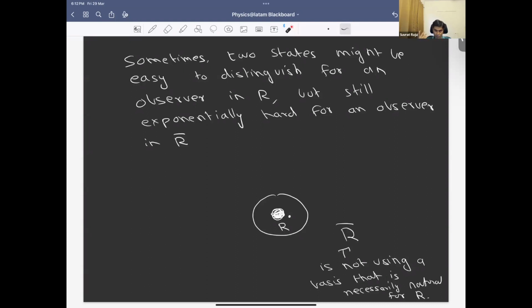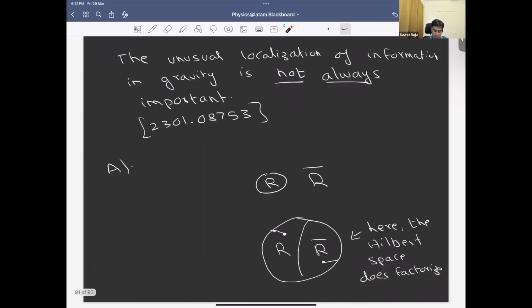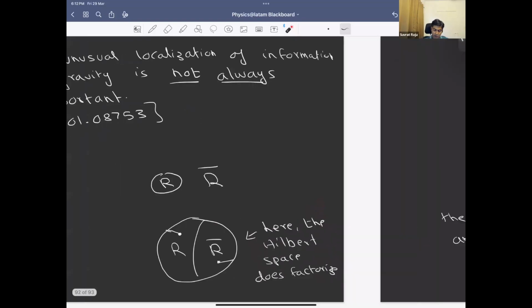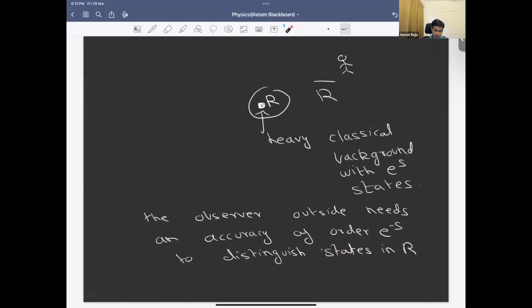I think it's one of the most important things we learn by thinking of the black hole information paradox. But it's not always important. Two cases where it's not always important are, first, this, which is a case where you study the Ryu-Takenagi formula, and second, the case where you have a heavy classical background with e to the S states. And then it's possible to define some approximately local operators by dressing basically to this background that commute to very good accuracy with operators in R bar. These operators are sometimes called state-dressed operators.